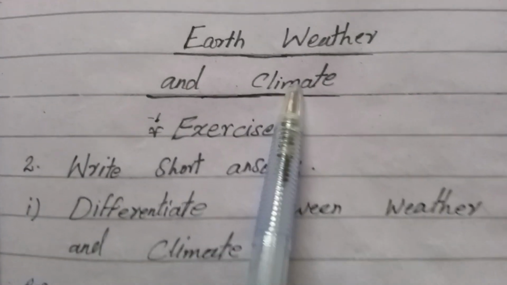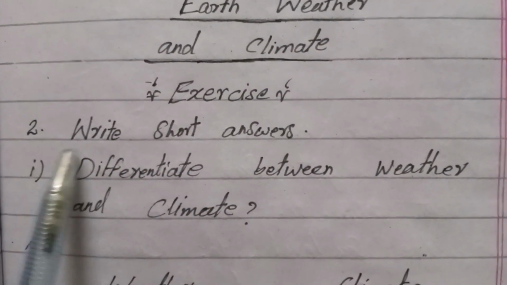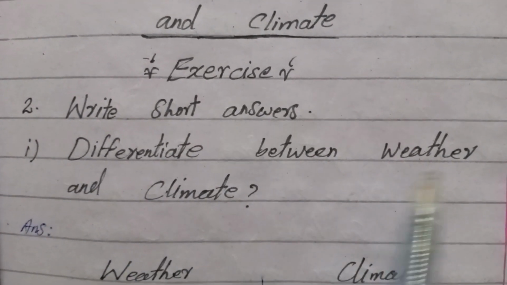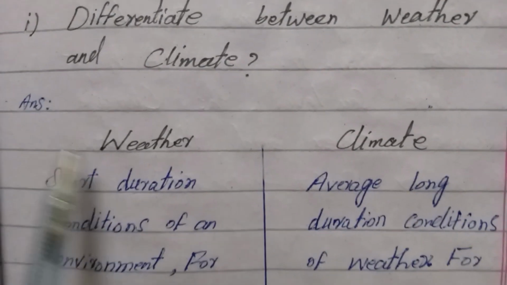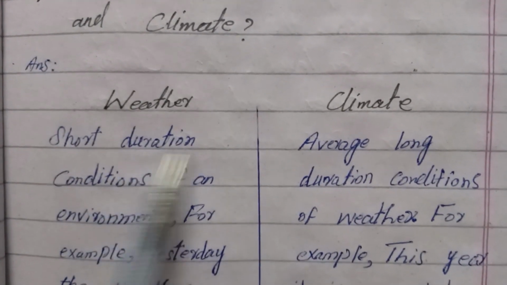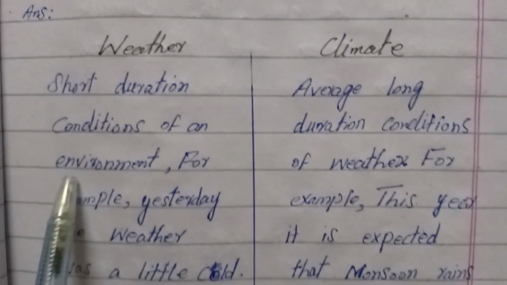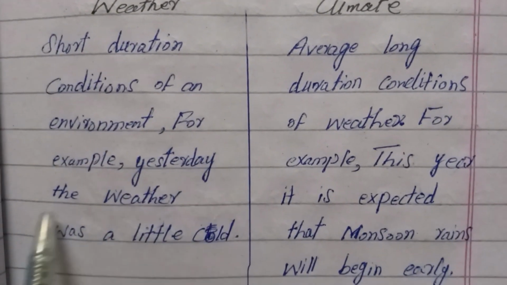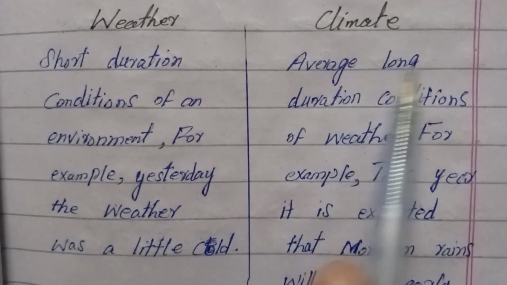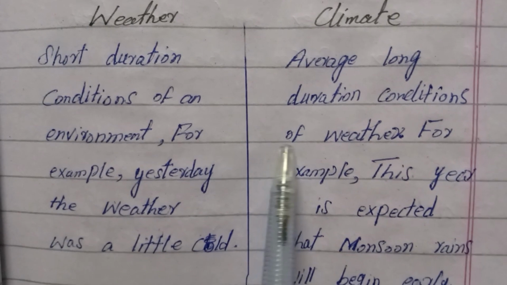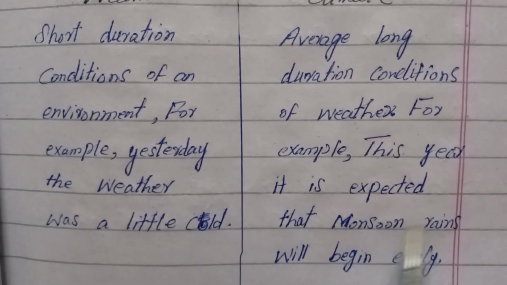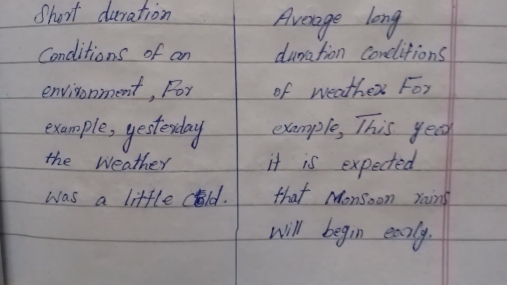Unit number 8, Earth, Weather and Climate. Exercise number 2, write short answers. Question number 1, differentiate between weather and climate. Answer: Weather, short duration conditions of an environment. For example, yesterday the weather was a little cold. Climate, average long duration conditions of weather. For example, this year it is expected that monsoon rains will begin early.